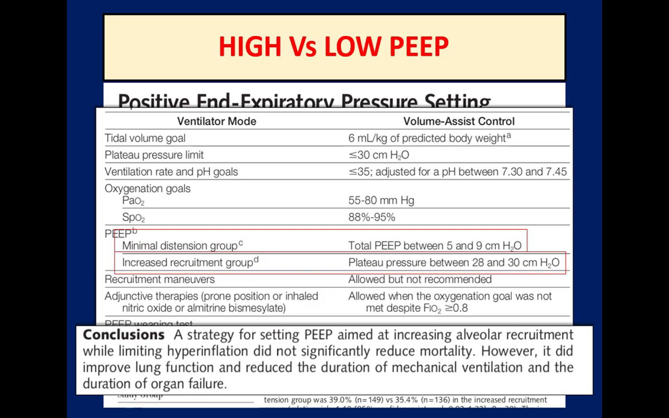So a strategy for setting PEEP aimed at increasing alveolar recruitment while limiting hyperinflation did not significantly reduce mortality. However, it did improve the lung function and reduce the duration of mechanical ventilation and the duration of organ failure. So if you are a proponent of the high PEEP group, of course you will not get any mortality benefit, but the lung function and the duration of mechanical ventilation can be better.